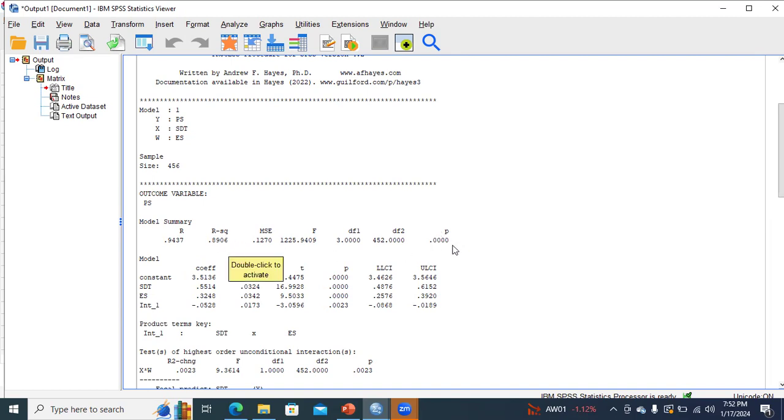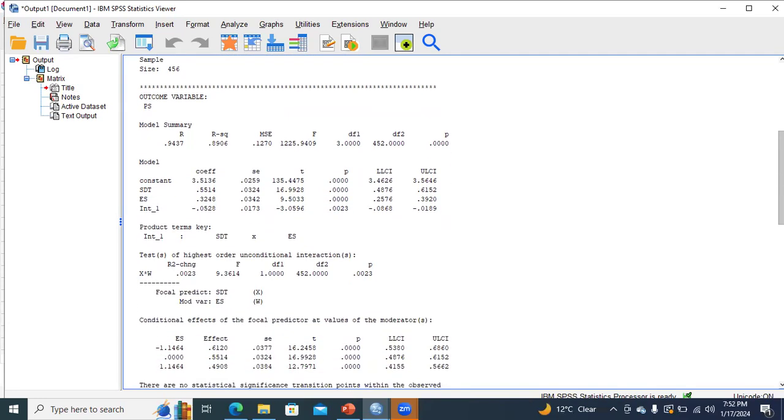Next, you can see the p-value in the model summary. It indicates that your model is statistically fit because this value is less than 0.05. So whenever this value is less than 0.05, it means your model is statistically fit. Then you can see the model, where you can see the coefficient values, the t values, the p values, and you can also see the LLCI and ULCI values.